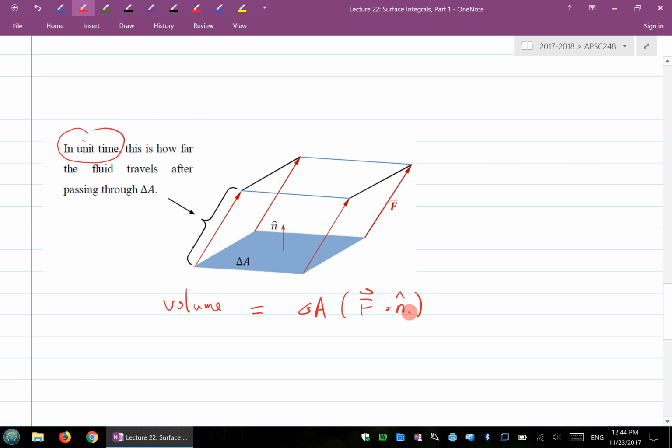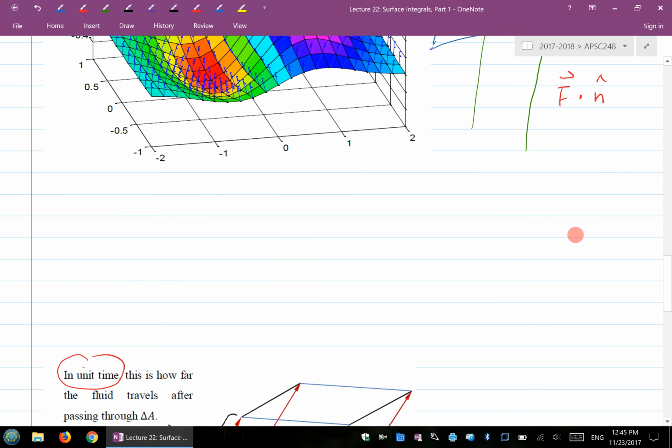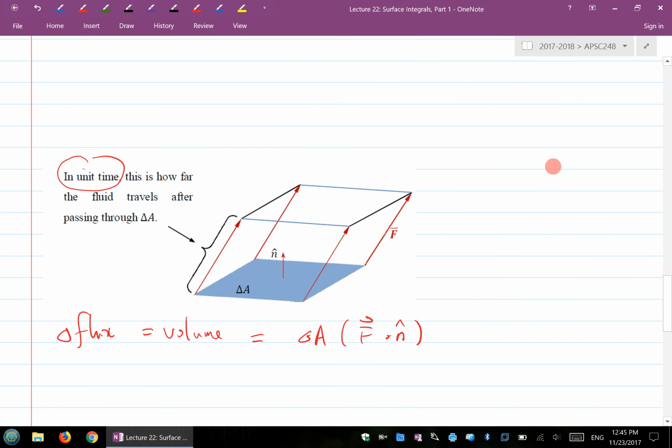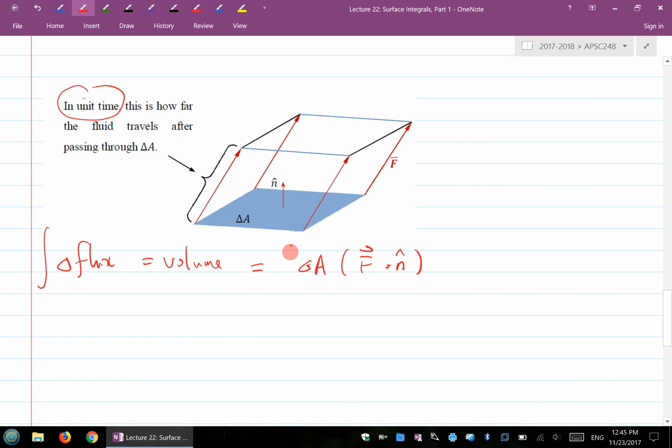So that's the effective portion of the quantity passing through that area here. This is your volume. The volume here is the flux. It's a delta flux. So that's a little bit of flux passing through this delta A, which is this much. But what we're talking about is the total flux across the whole surface here. So all you need to do is integrate both sides to get the total flux.